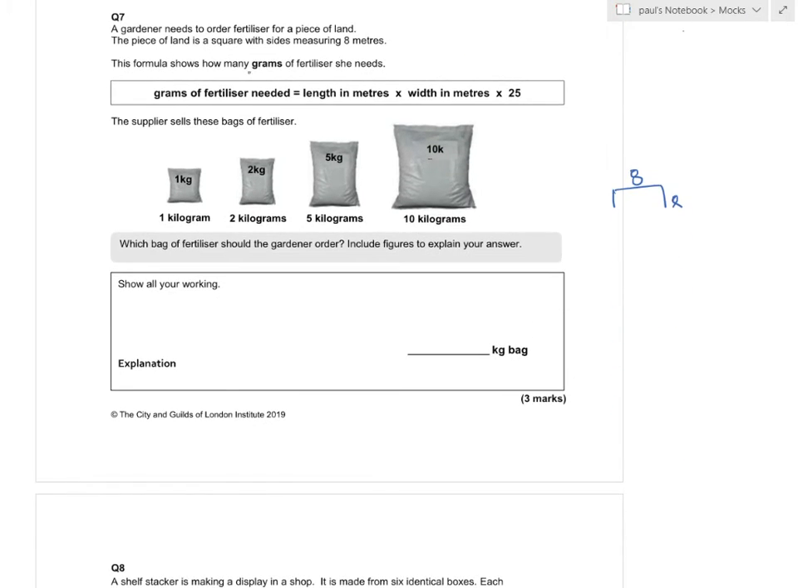Right, what's this one? A gardener needs to order. Got a little bit over there. I wonder what that is. Let's get rid of that.